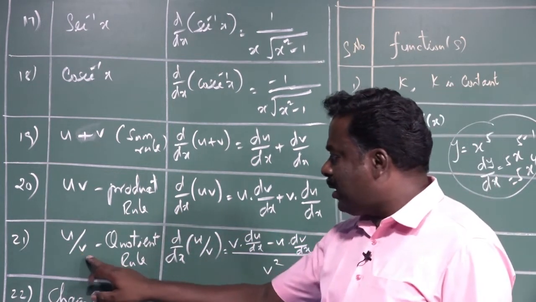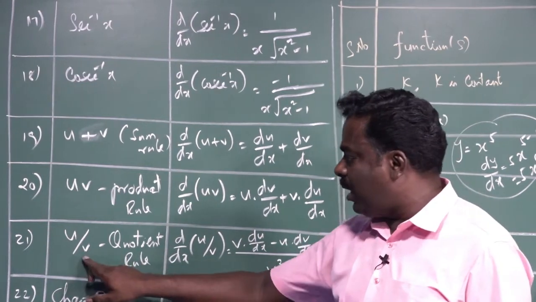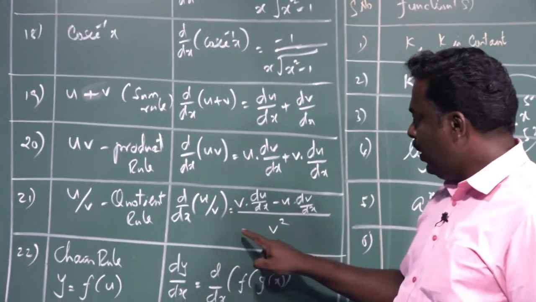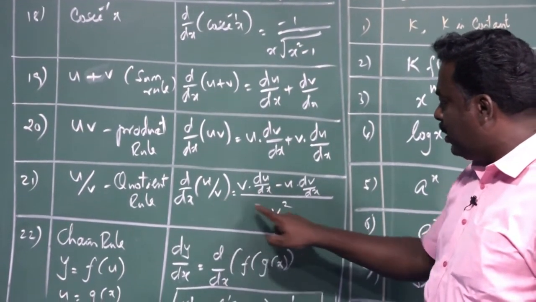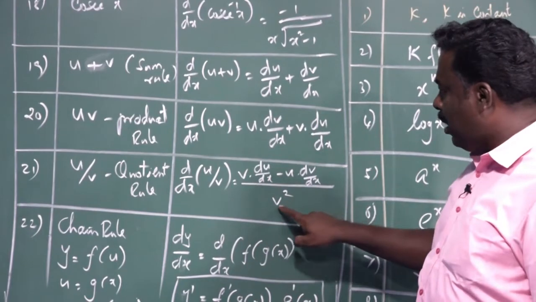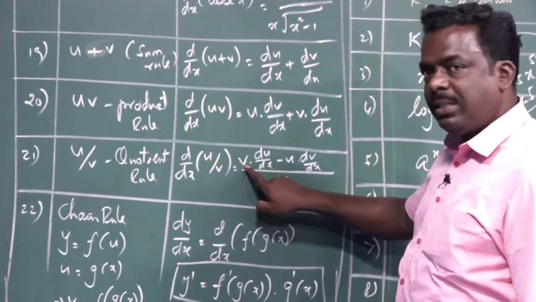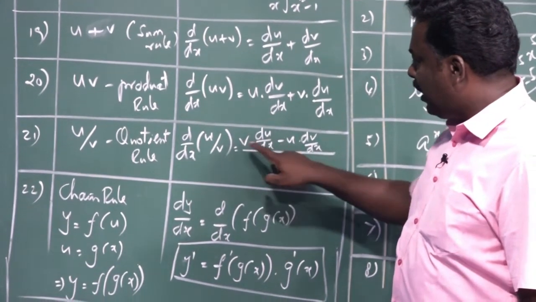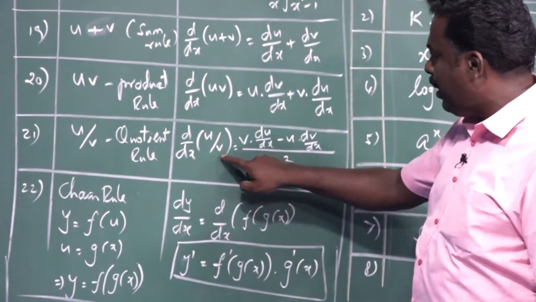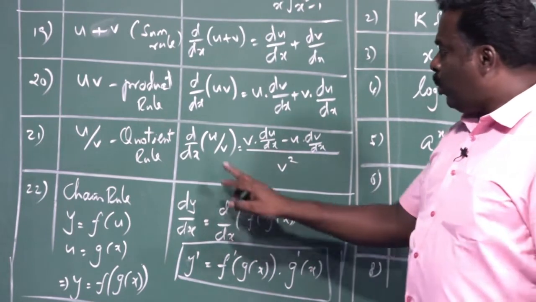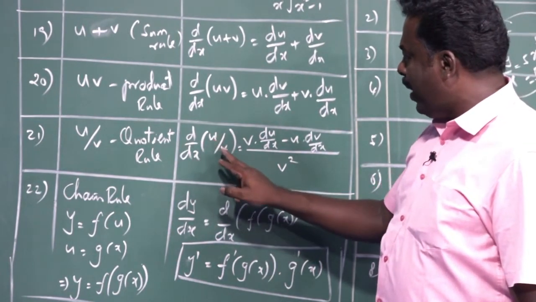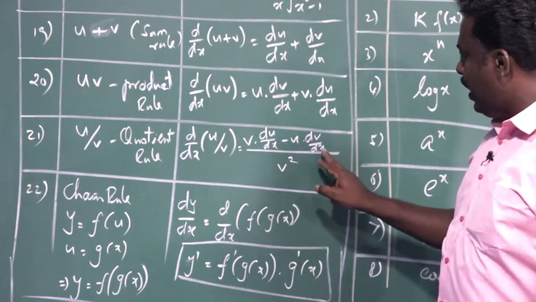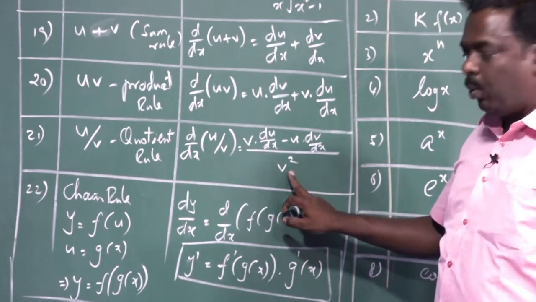Then u by v is called the quotient rule. Differentiating u by v with respect to x, the denominator is v square. First keep v as it is, differentiate the numerator term, du by dx, minus, keep the numerator term as it is and differentiate the denominator term, dv by dx. The quotient rule: d by dx of u by v is equal to v into du by dx minus u into dv by dx, all over v square. This is called the quotient rule.